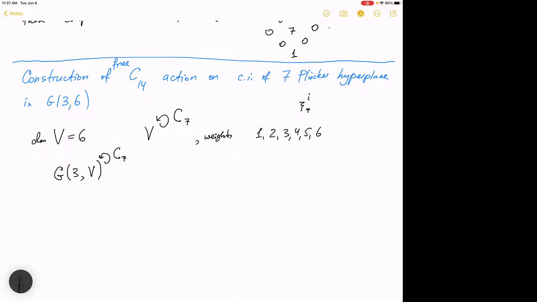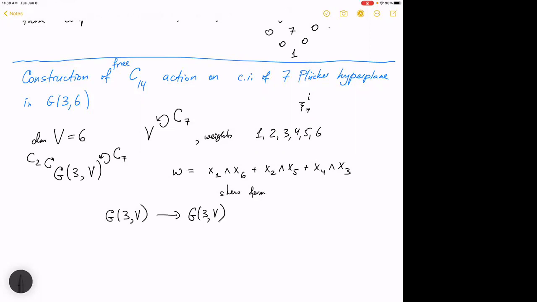But you can also construct a commuting C2 on it as follows. Pick a skew form: X1 wedge X6 plus X2 wedge X5 plus X4 wedge X3, where the X's are coordinates on V. So that's a skew form. And then there is a map from the Grassmannian to itself, which sends, let's say, W to W perp with respect to this form, so W goes to its annihilator. And because the form is C7 invariant, this actually gives a commuting action in the automorphisms of the Grassmannian.